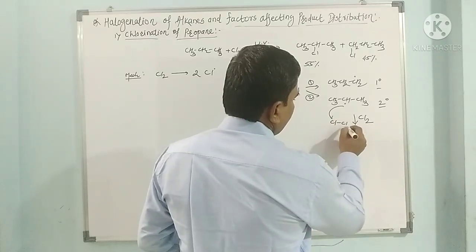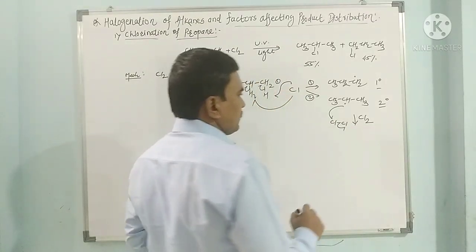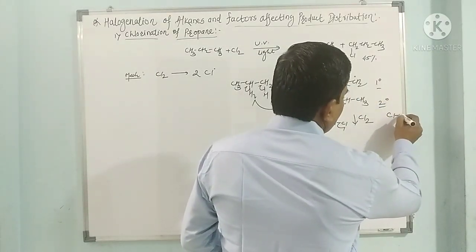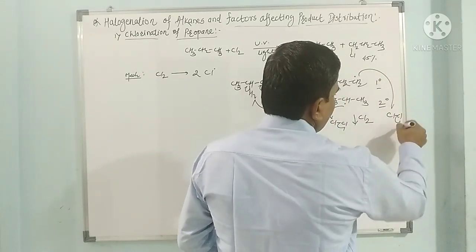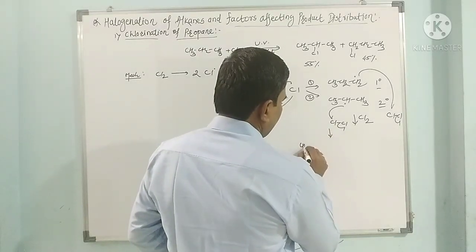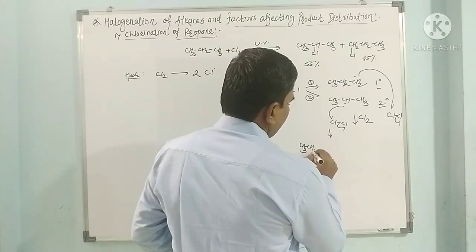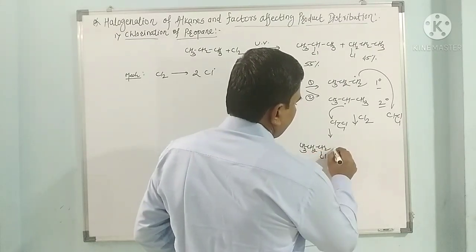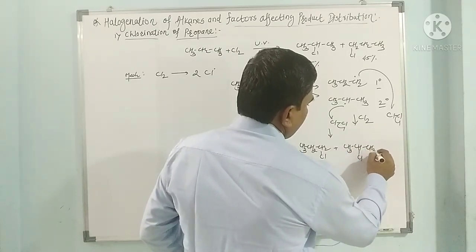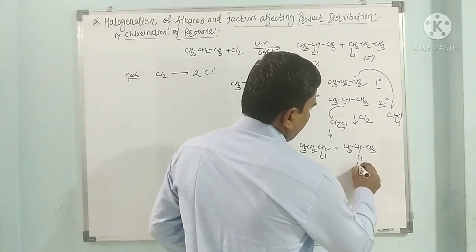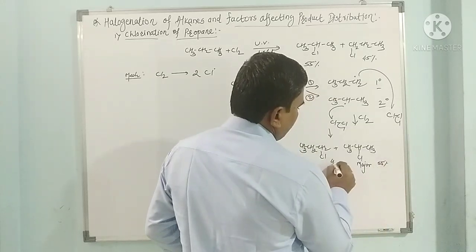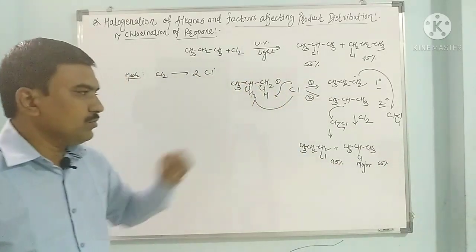it attacks on Cl, and this Cl radical is detached. Again this primary radical can react with Cl2, this Cl radical is detached, and we get CH3, CH2, CH2, Cl plus CH3, CHCl, CH3. This is major. As we have seen, it is 55%, while 1-chloropropane is 45%.